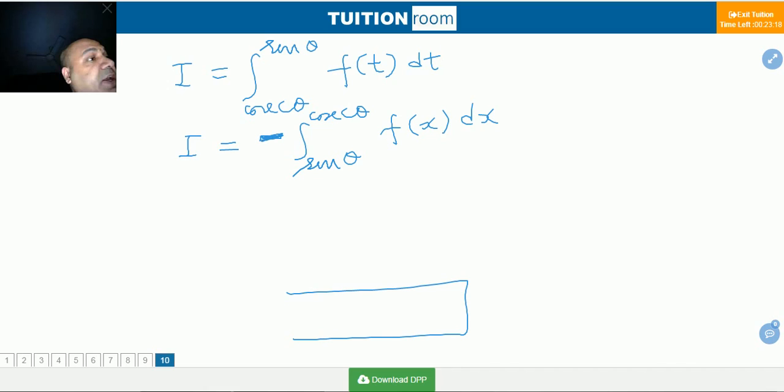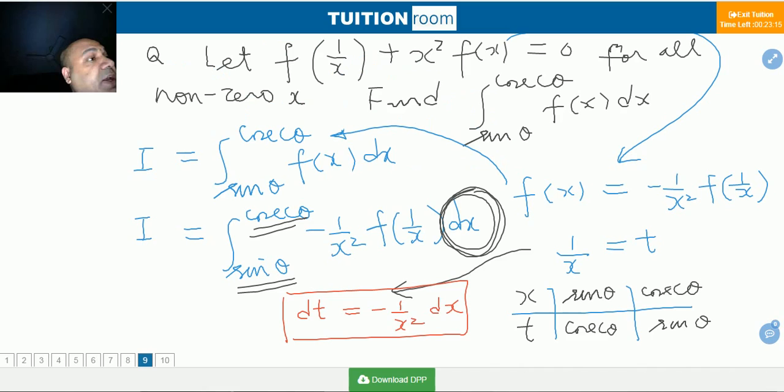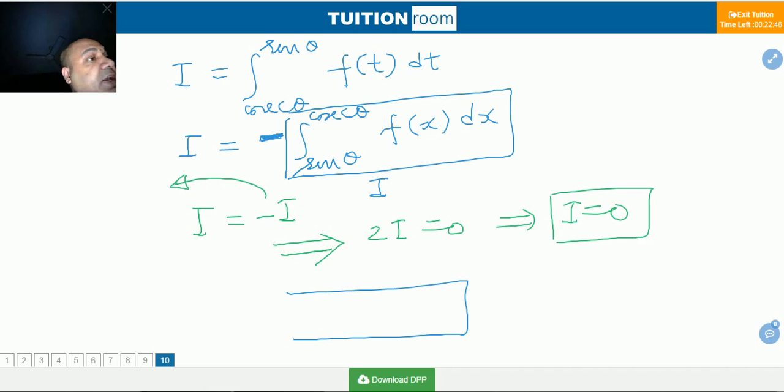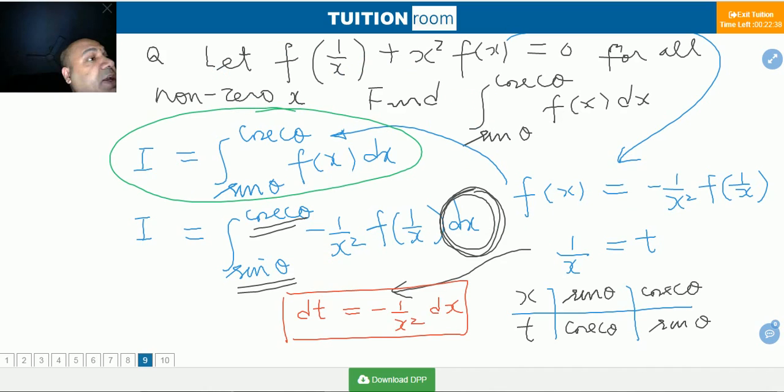Now this was our I. You can see this was our I. I am talking about this, and this I is equal to minus I, but we cannot cancel it. If we cancel, we will get 1 is equal to minus 1, which is never possible. In such cases, we will shift it to the left side. We will get 2I equal to 0. It means I will be 0, and the value of the integral is 0. If you put 0 here, then it will satisfy 0 is equal to 0. Guys, copy it, then I will proceed for the next problem.